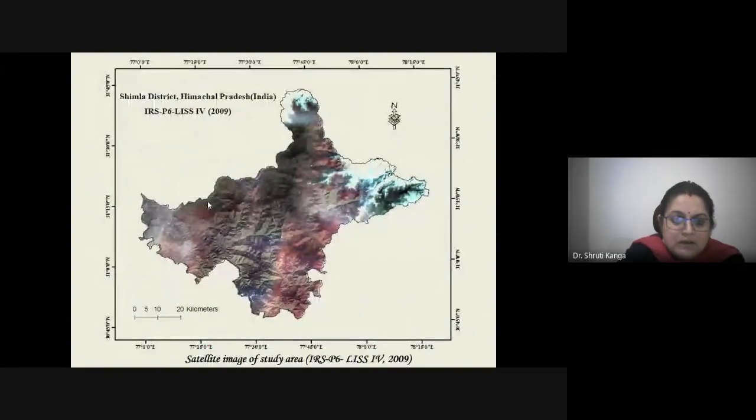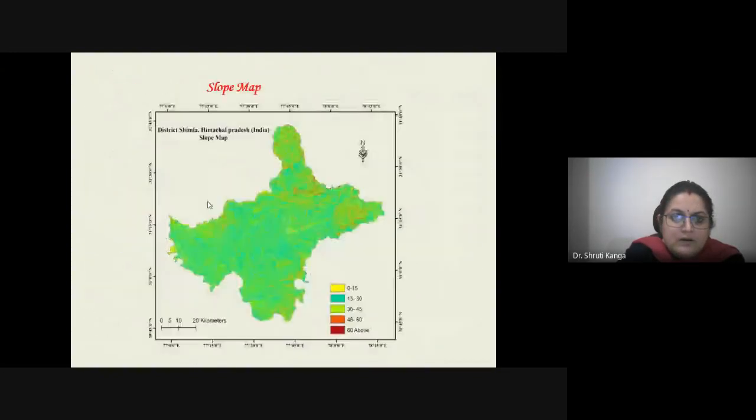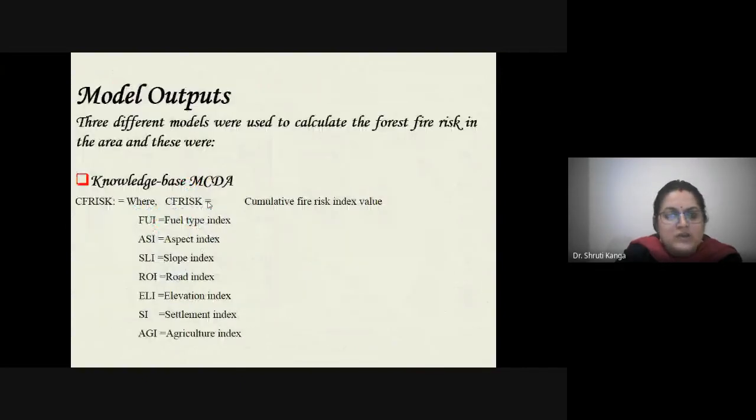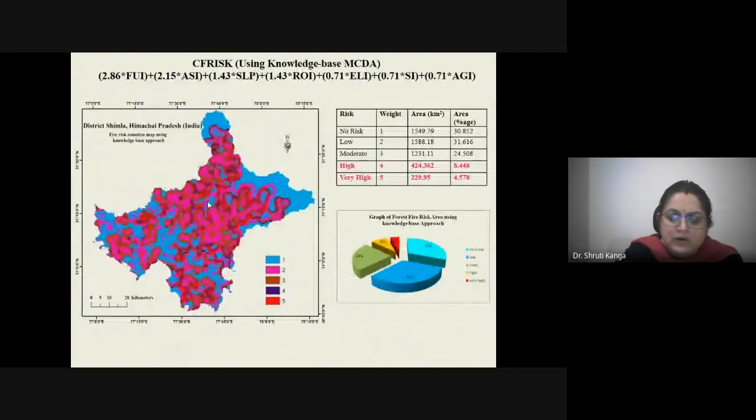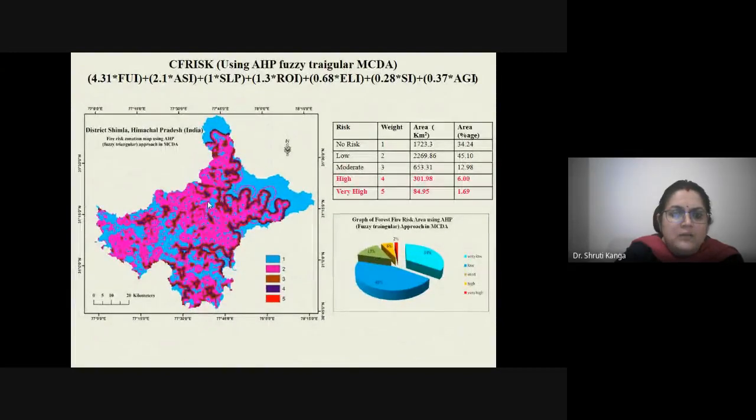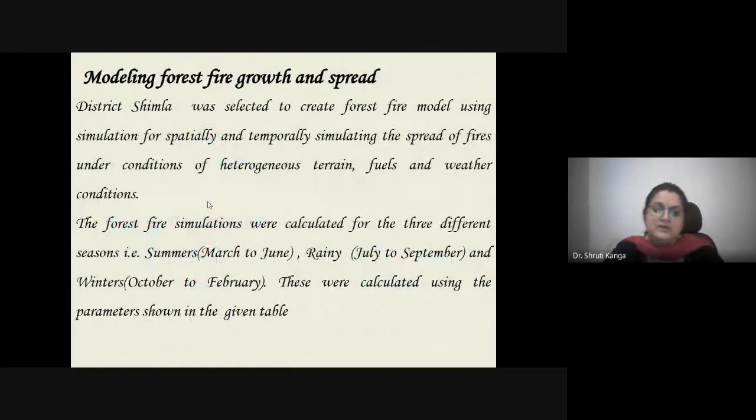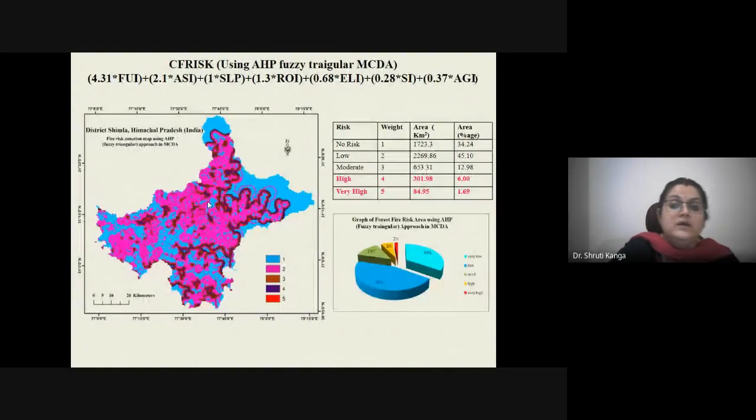Now I am going directly to our results of simulation modeling, because we have already completed these three models in our previous study: the knowledge-based model for calculation of forest fire risk, the fuzzy triangular trapezoidal method for the cumulative risk assessment, and the MCDM for the calculation of forest fire risk, where we have taken various parameters into consideration.